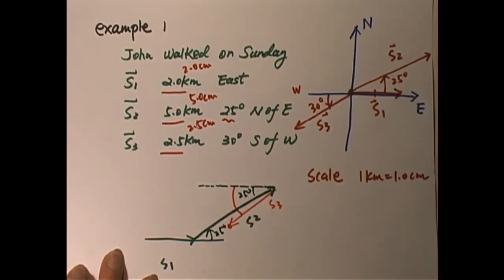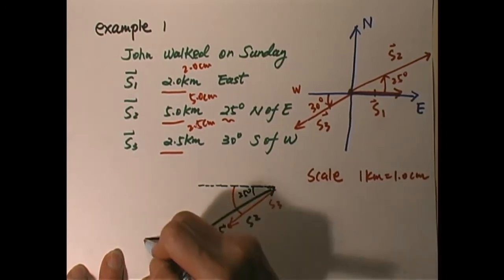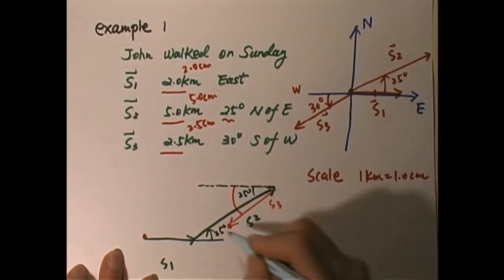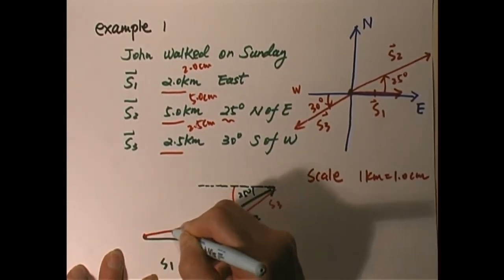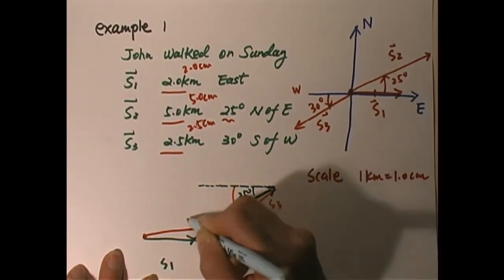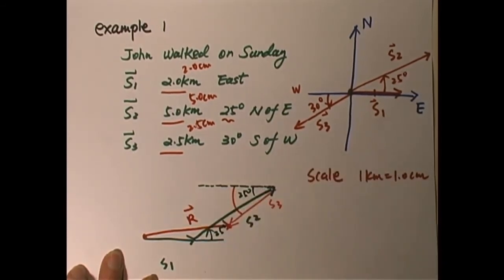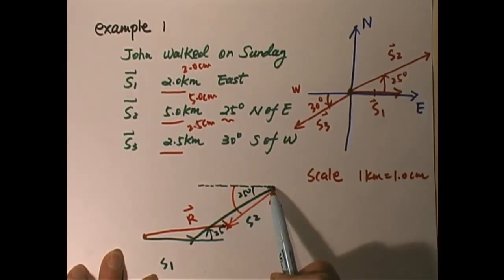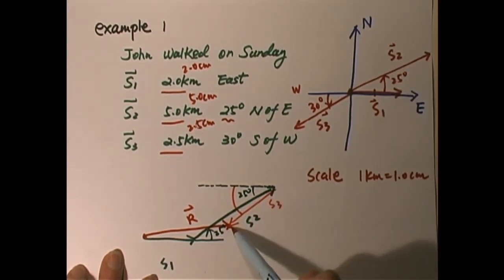And what is the resultant? The resultant is from the first point, where it started, to where it ended. So this is the resultant, R. John had to walk S1, S2, then S3 comes to here, and the resultant is that.